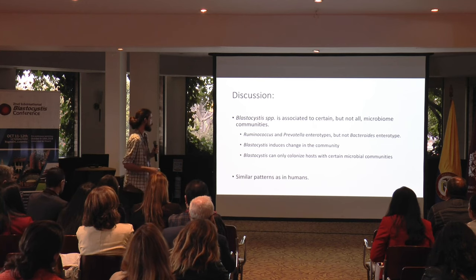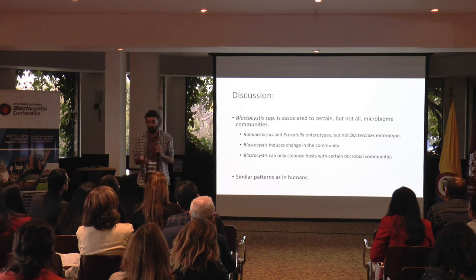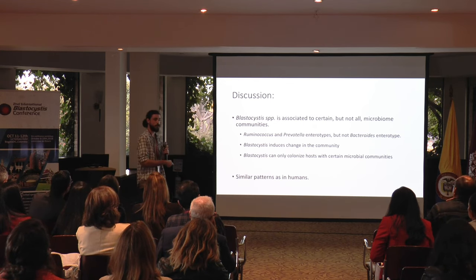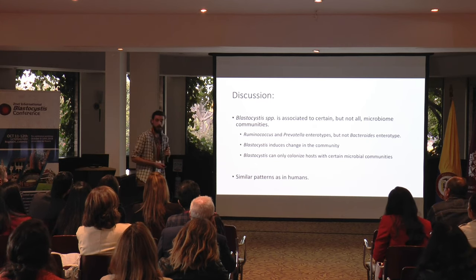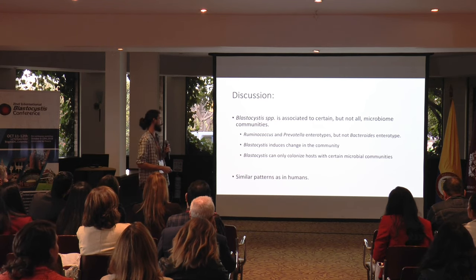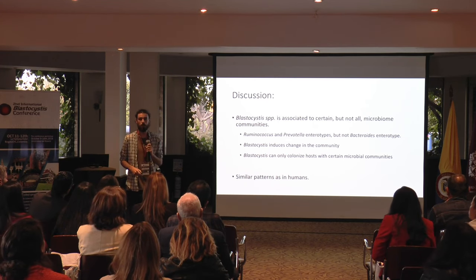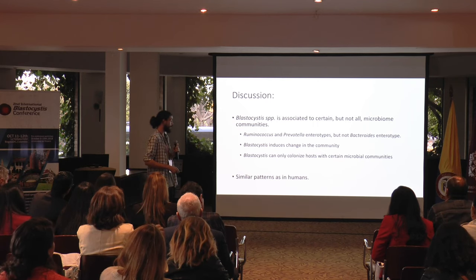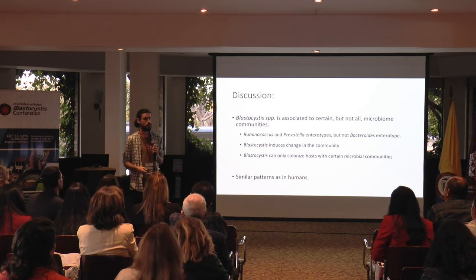So what does all this mean? We get blastocystis associated to certain, but not all, microbiome communities. These microbial communities in chimpanzees and in humans are associated to certain enterotypes, and in chimpanzees to a lower diversity too. And we have the question that Rune also presented before: what direction does this have? Is it blastocystis inducing a change in the community, or is it the community avoiding colonization by blastocystis? In my opinion, it's both, but we really need to go beyond associational studies to understand this.